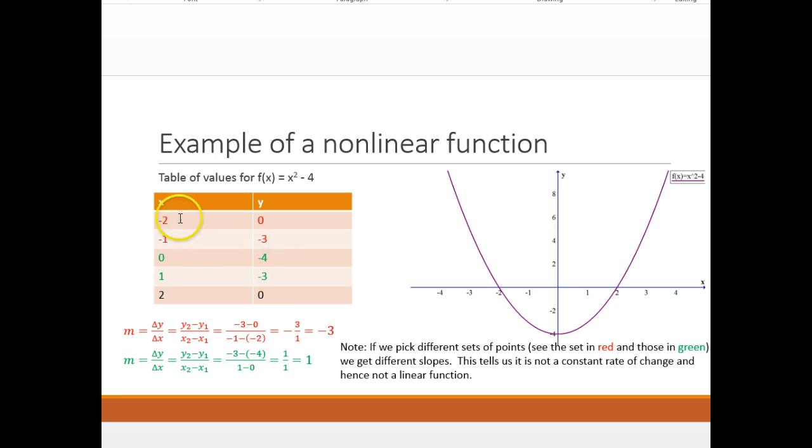Another way to do it is to actually take sets of points. In this case, I can take the first 2 points, negative 2, 0 and negative 1, negative 3, plug this into our slope formula, and I wind up with a slope of negative 3. Whereas if I take 2 other points, 0, negative 4 and 1, negative 3, and plug those into my slope formula, you wind up with a slope of 1. Notice the slope here is not constant. It's not the same. And remember that a linear function has a constant slope. It does not change depending on the points that you plug in.